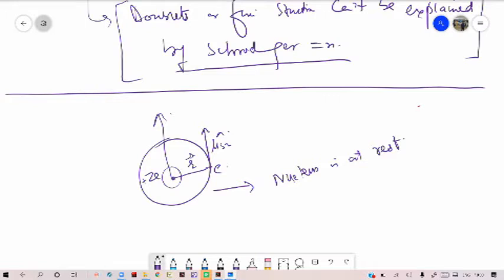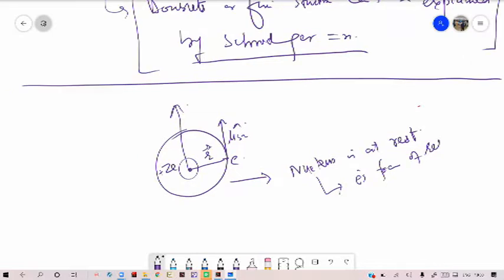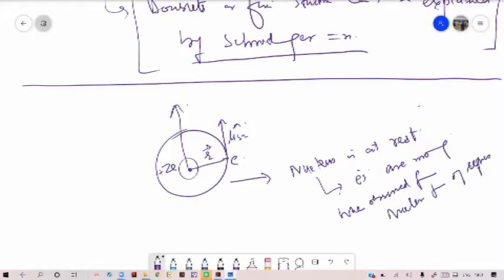So the nucleus is at rest when we see it from the nuclear frame of reference, and the electrons are moving. That means the electron has a motion with respect to the nucleus.